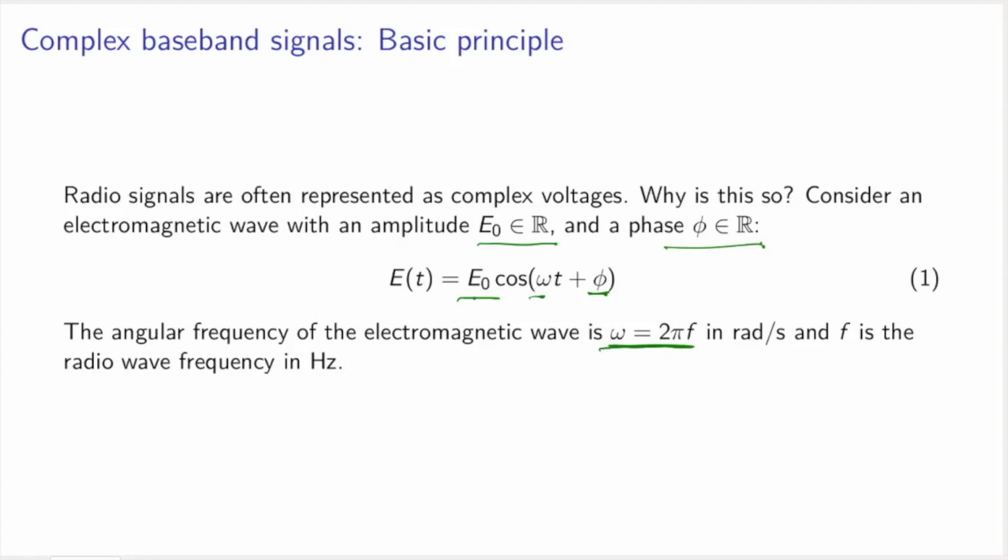However, the angular frequency can be very large in the case of radio signals. For example, the Svalbard radar has a frequency of 500 MHz. Representing this signal as a rapidly oscillating function is therefore not very practical.